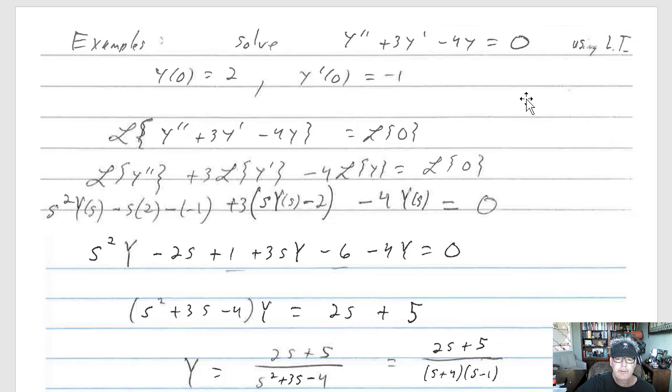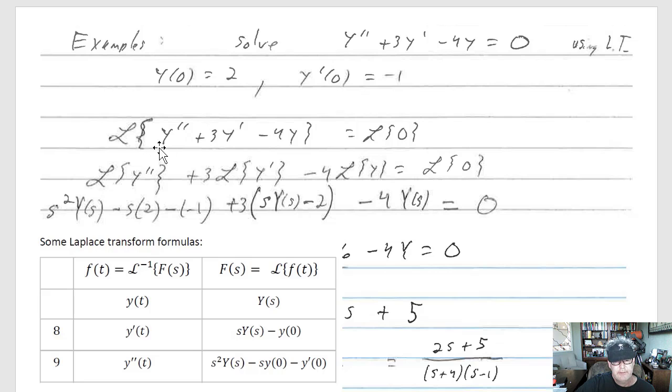Again, homogeneous. We're going to solve by using Laplace transforms. We have initial conditions. y of 0 is 2, and y prime of 0 is -1. So the Laplace transform of the left will be the Laplace transform of the right, and that will be 0 on the right. For the left, it's a sum. Laplace transform of a sum is the sum of the transforms. Constants factor out. By definition, Laplace transform of little y is big Y.